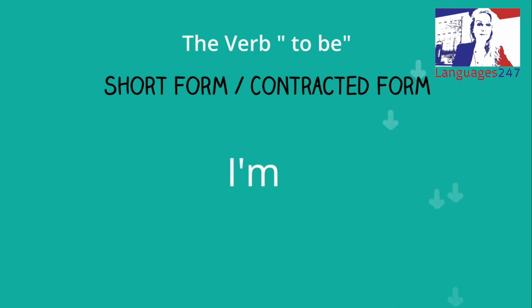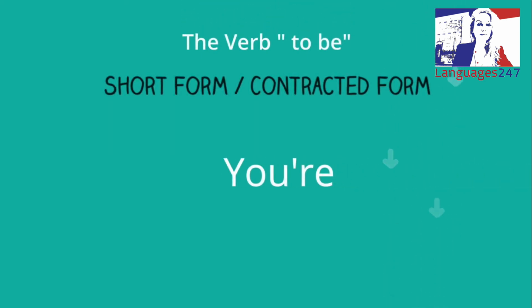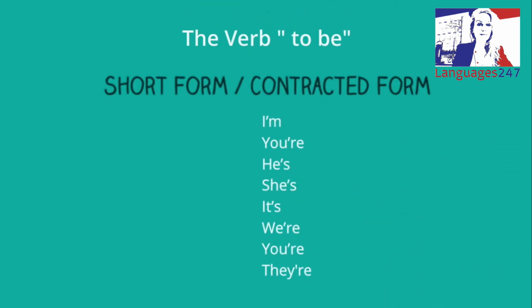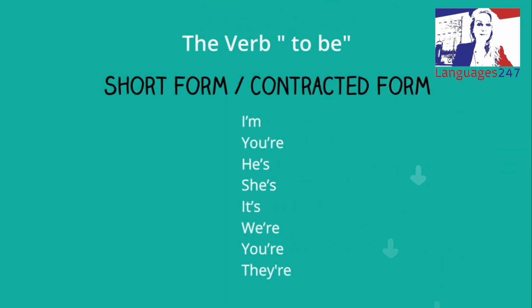I'm. You're. He's. She's. It's. We're. You're. They're. Short form, contracted form: I'm, you're, he's, she's, it's, we're, you're, they're.